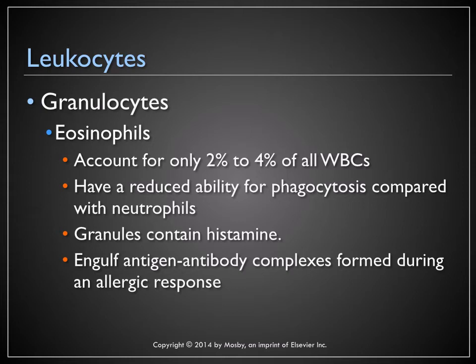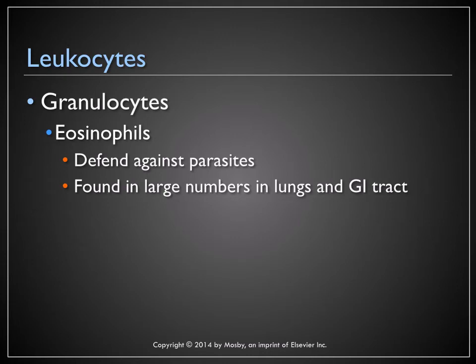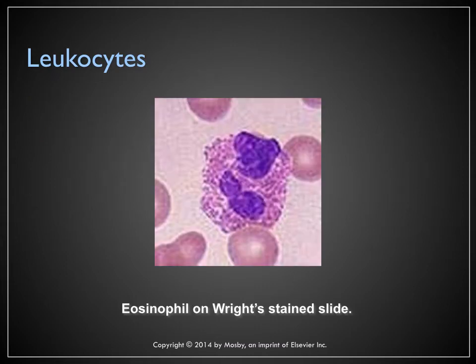and they have something called histamine. That's why they are involved in allergic responses, and they are very good at defending against parasitic infections. Eosinophils defend against parasites, and they are found in large numbers in the lungs and GI tract. Slide 23 is a picture of an eosinophil on the stained slide.